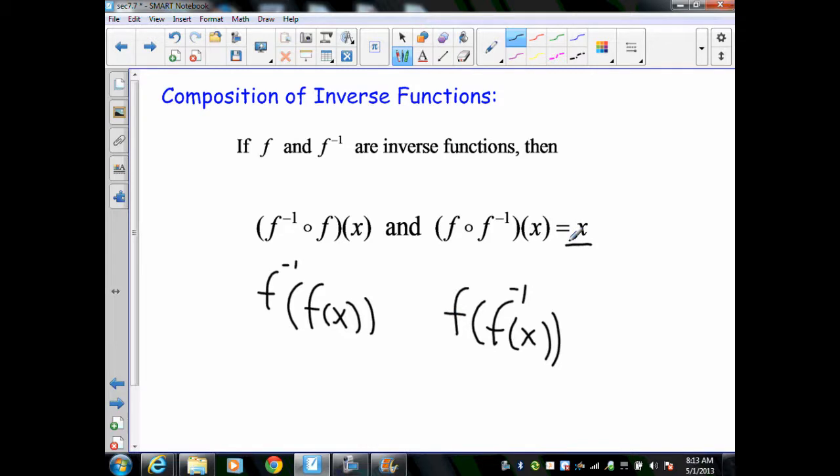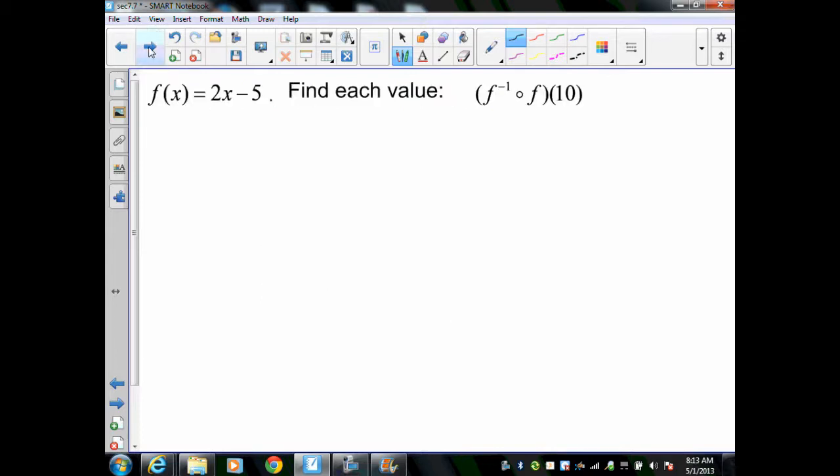What that really is stating is, no matter what value I put in here, for example, -5, I'll get a certain solution. If I put -5 in here, I'll get the same solution in both composite functions. They always have to turn out to equal the same element. So let's take a look at an example.